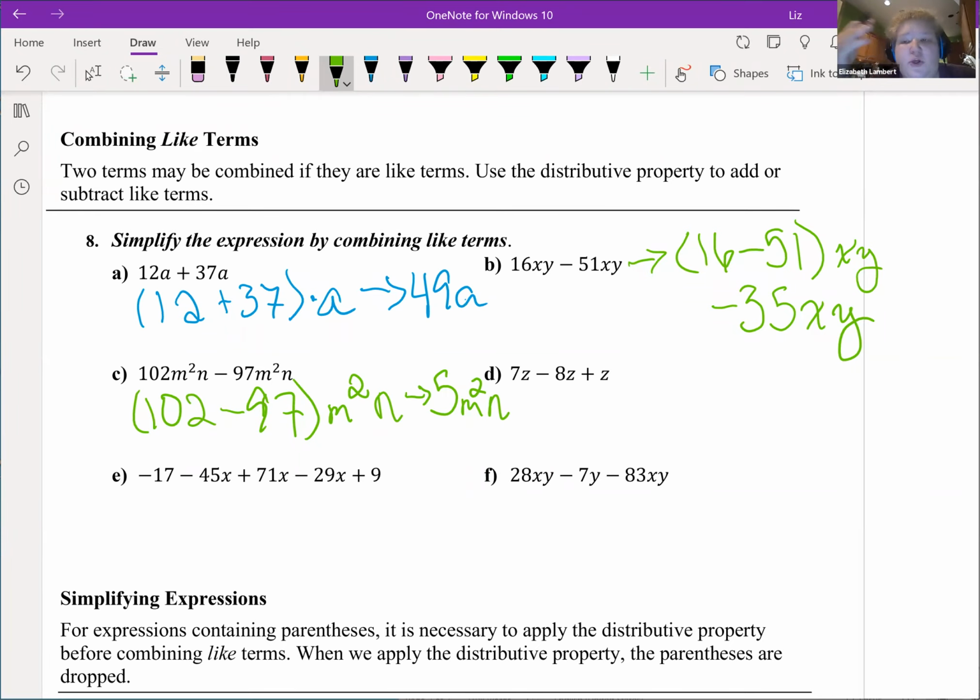Now, if you go look at other YouTube videos or Khan Academy or something, unless they are talking about combining like terms, they will skip that in-between parentheses step. And they'll just say, okay, I got 102 m squared n, the other one's m squared n, these are like terms, and then they'll just crunch the numbers and write the variables exactly the same afterwards.